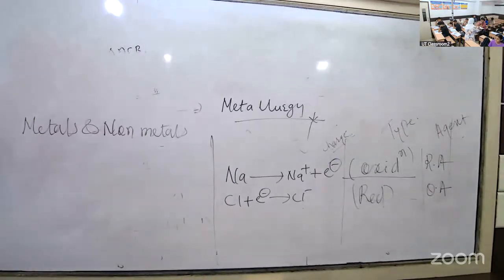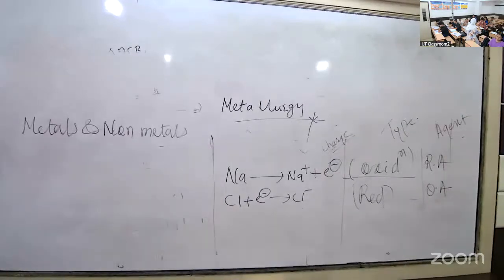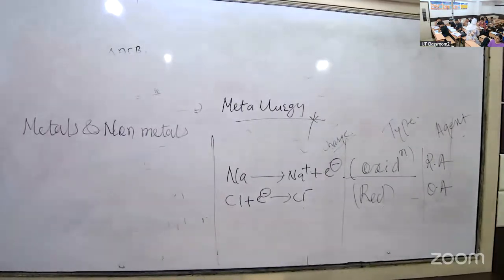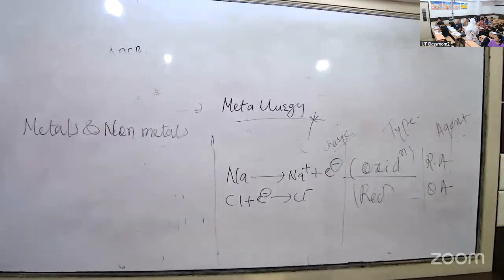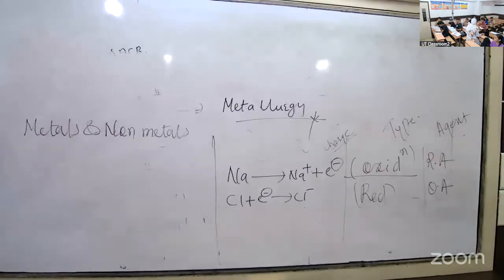Digest the meaning of these two terms properly, and the type of agent. Because hereafter, whenever we start with the actual metallurgy process, you will find these terms again and again. It undergoes reduction, it is an oxidizing agent. So at that time you should not be confused. I will ask you what is the meaning of this, and quickly you have to answer. Oxidation, loss of electrons; on the other hand, it is a reducing agent. Reduction, gain of electrons; on the other hand, it is an oxidizing agent.